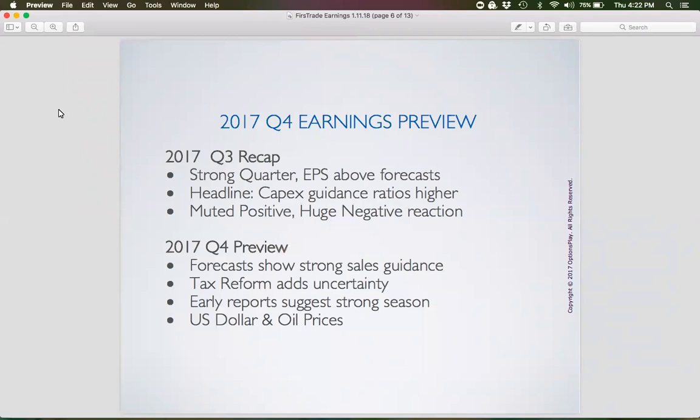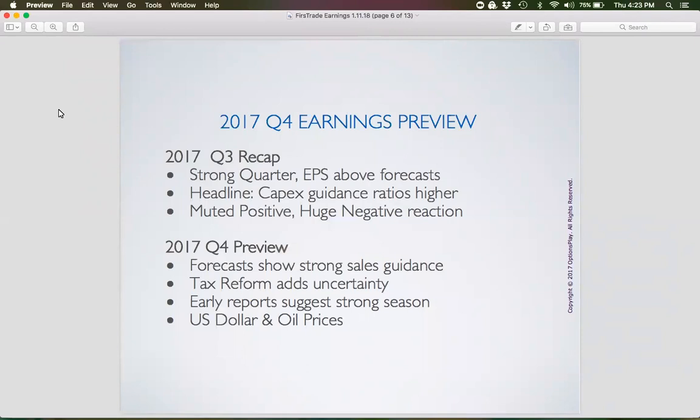And the last thing I want to talk about, what happened last quarter, was the fact that we had relatively muted positive responses, meaning stocks that beat their earnings didn't really see a huge gap higher in their stock prices. However, in the stocks that missed their earnings, we saw a huge negative shock to their stock price afterwards. So this has been a trend for a couple of quarters already, and we expect that to continue next quarter. So those are some of the things to consider.